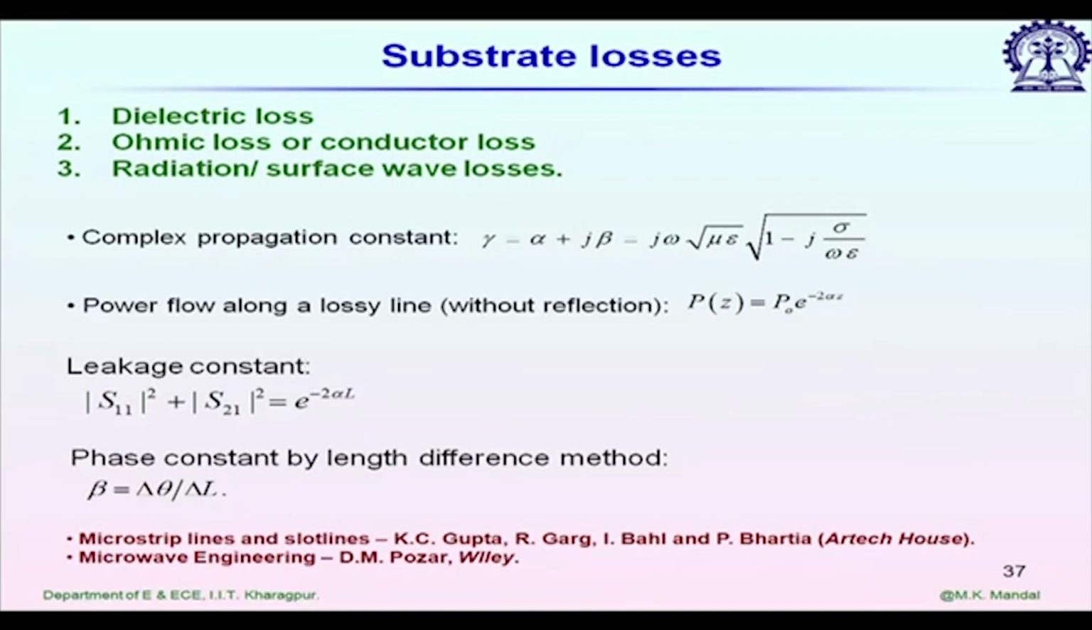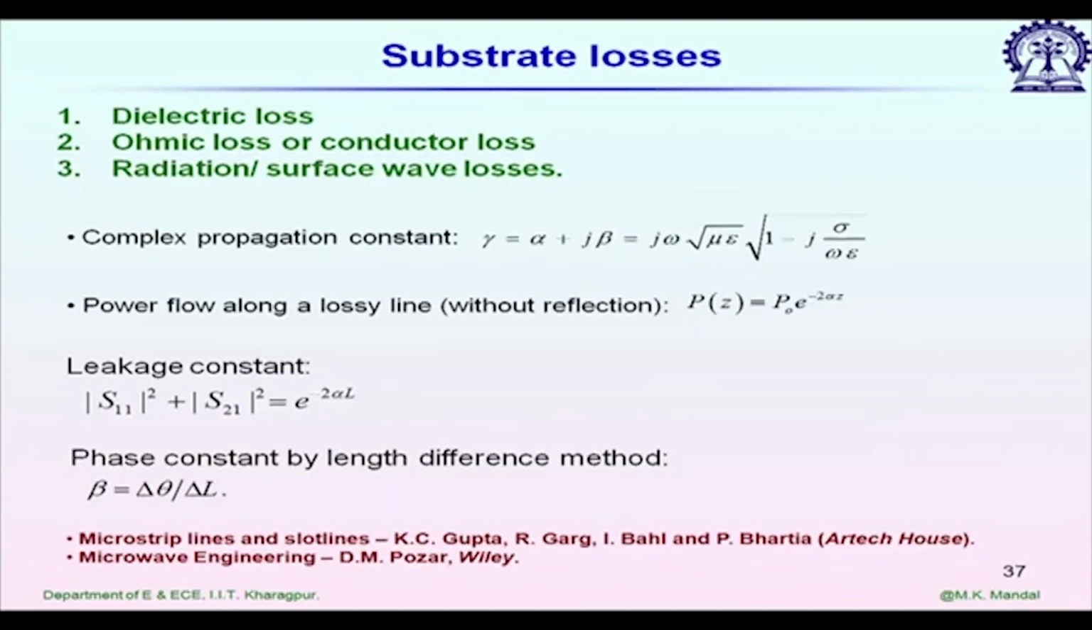So, what we have to do? We know that theta due to a given physical length L is equal to beta into L. Now if we fabricate two different lengths, let us say L1 and L2, and the length difference is delta L, then the angle difference we can easily measure from S parameters, because angle of S21 is nothing but the angle experienced by the signal from port 1 to port 2. So, experimentally beta is equal to delta theta by delta L.